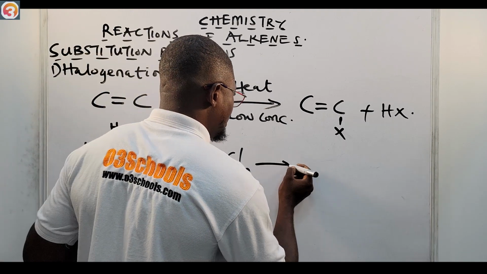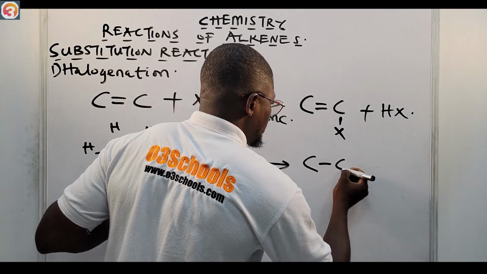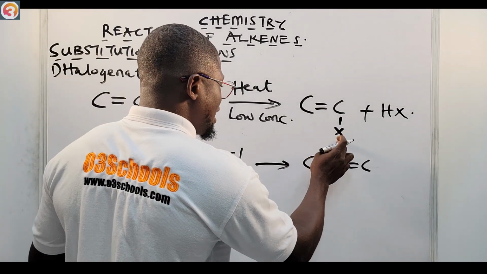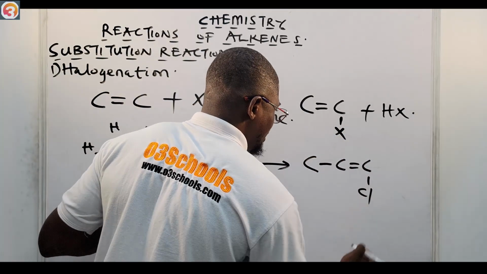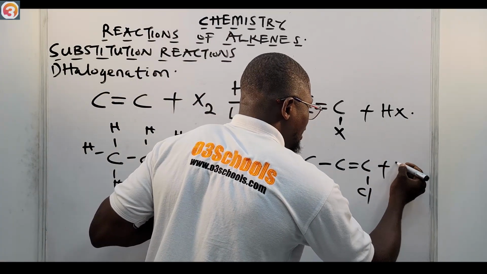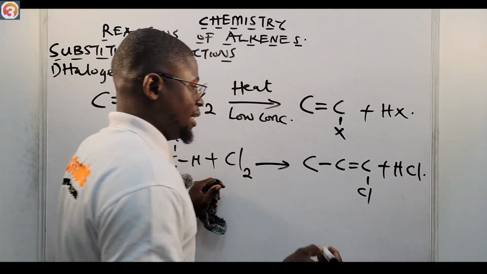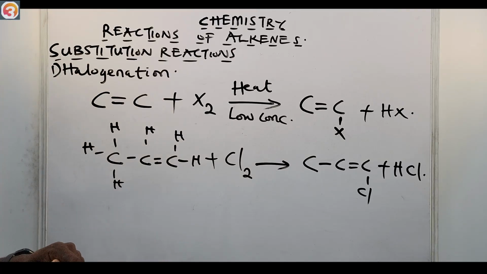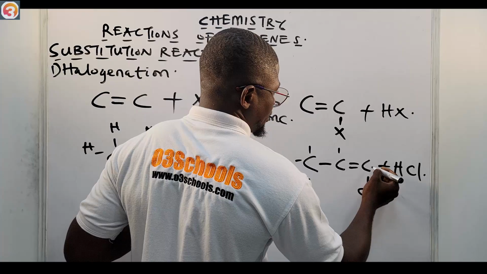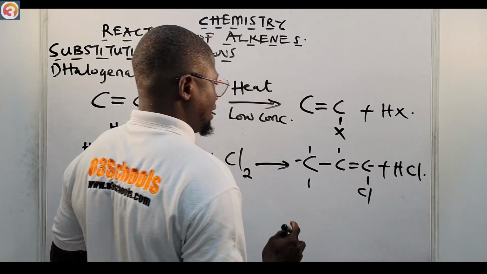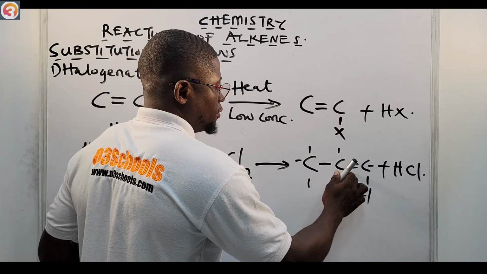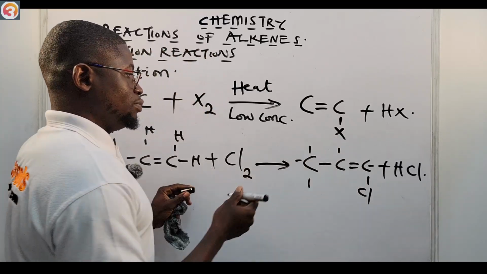This C bonded to C, our double bond will not break. Here we're going to have Cl. Then this last one, the hydrogen halide will be HCl. It's as simple as ABC. Complete our reaction, then plus HCl.